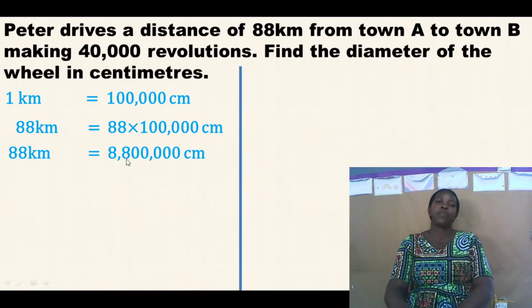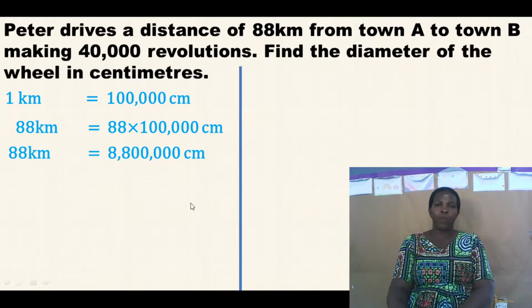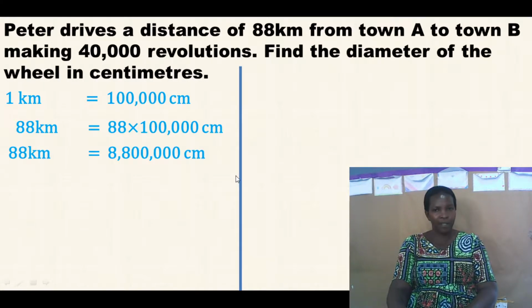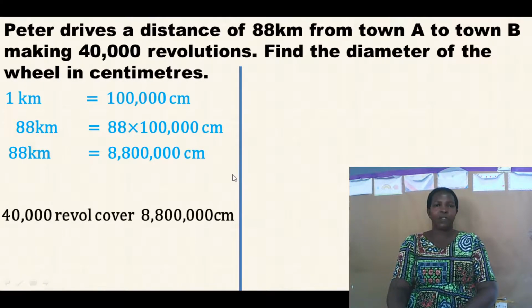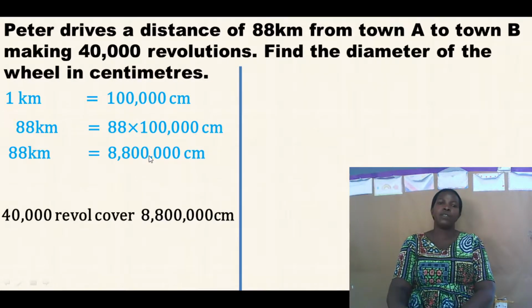Now, my dear boys and girls, if you can recall, we had two ways of calculating circumference. Who can remind us of the first way? Yes, that is it, using proportions. And how do we use the proportions? This wheel makes 40,000 revolutions after covering a distance of 88 kilometers. So we shall say 40,000 revolutions cover, instead of 88 kilometers, we shall insert it in terms of centimeters.